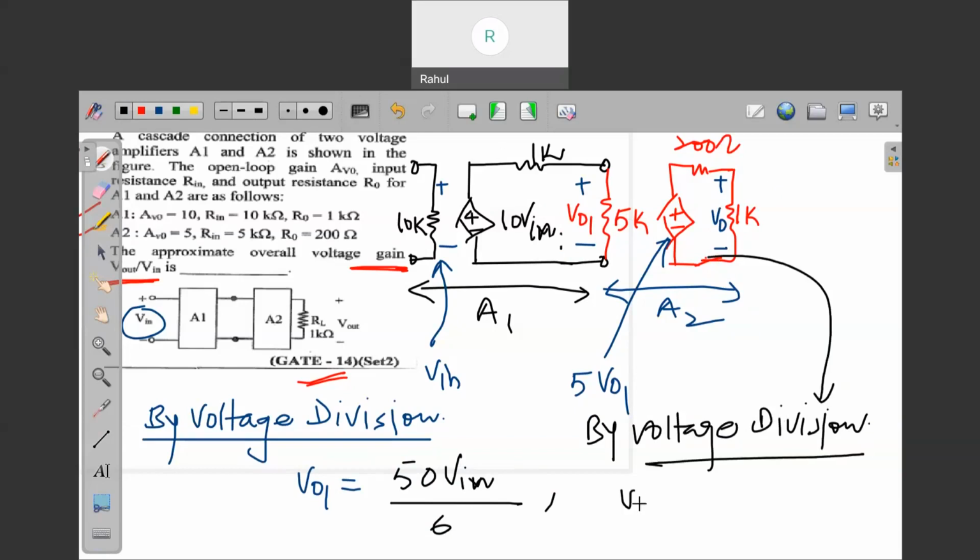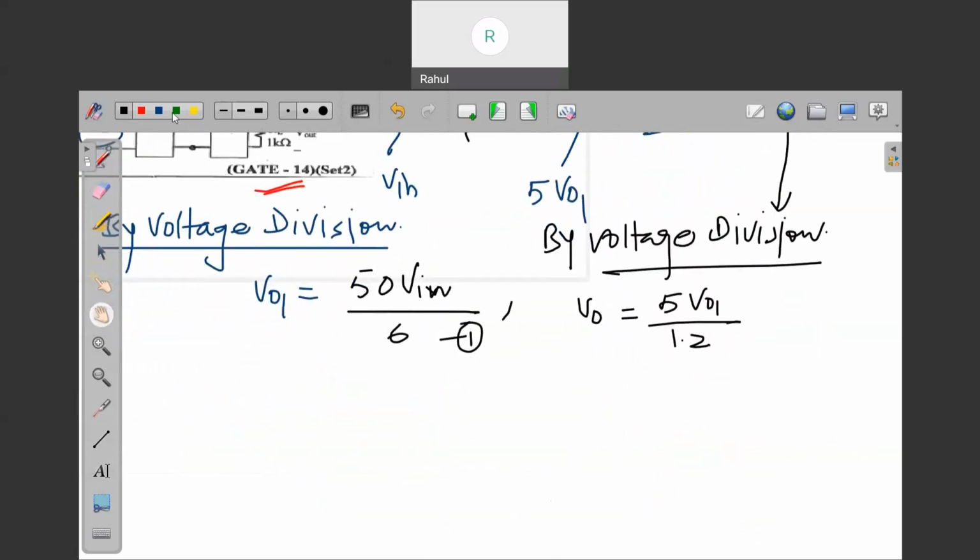So your V out is equal to what? Your V out will be equal to 5 V naught 1 into 1 upon 1.2, right? So this 200 can be written as 0.2 K. Now you can plug everything into equation number 1.